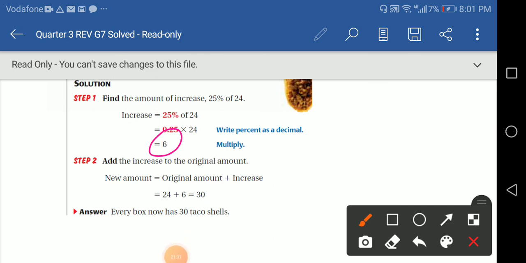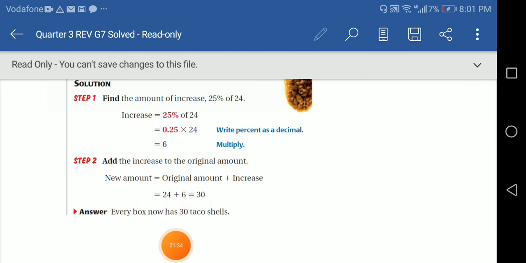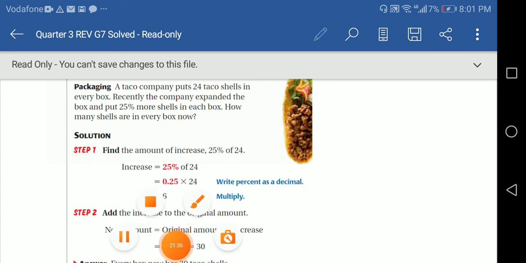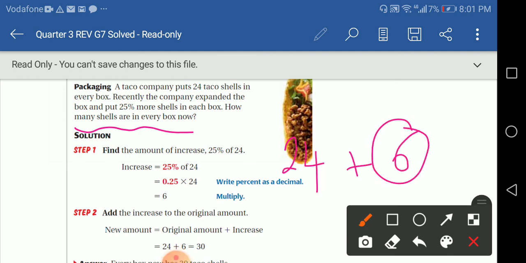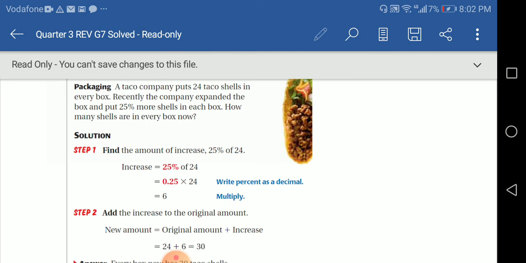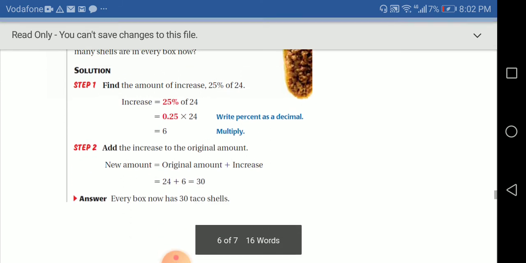Okay, then he asks you about what, guys? He asks me how many shells are in every box now after the increase. We started with 24 and then the increase was the 6 here, so I will add it to the 24, the original amount, so it will give me 30 now. I think it's very easy and interesting. So let's complete here.